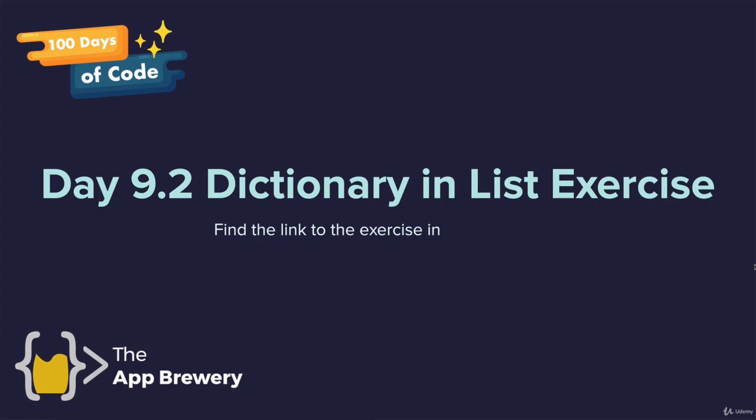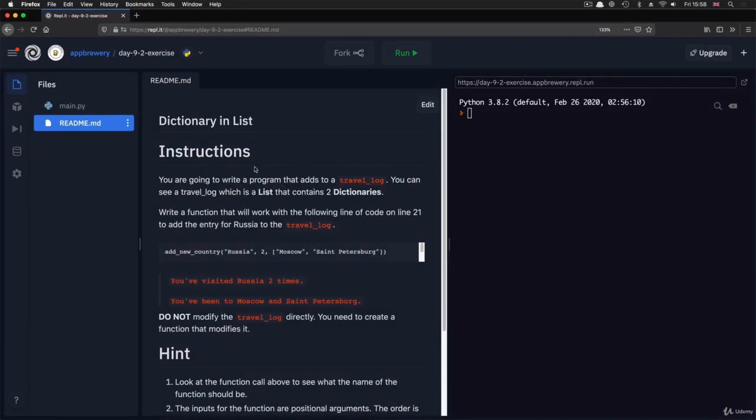Now if you head over to Replit, click on Day 9.2 Dictionary in List, this coding exercise should appear.